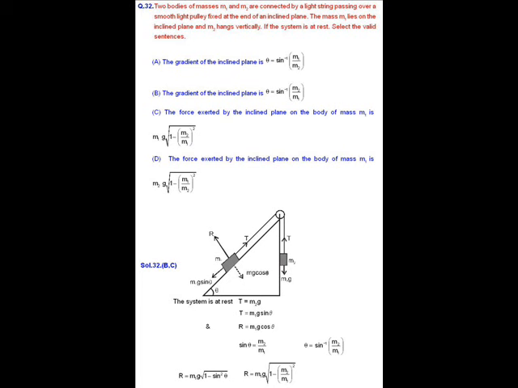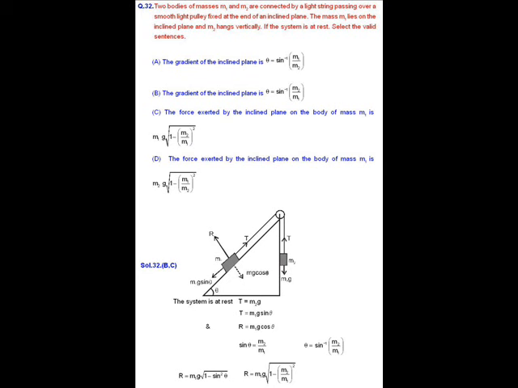So the equation of motion on mass m2: T minus m2g is equal to 0, because the acceleration of the system is 0. That implies tension T is equal to m2g. Now the equation of motion on mass m1: T minus m1g sin theta equals 0, so T is equal to m1g sin theta. That implies m1g sin theta equals m2g. That implies sin theta equals m2 divided by m1. That implies the gradient of the inclined plane, theta, is equal to sin inverse of m2 upon m1.